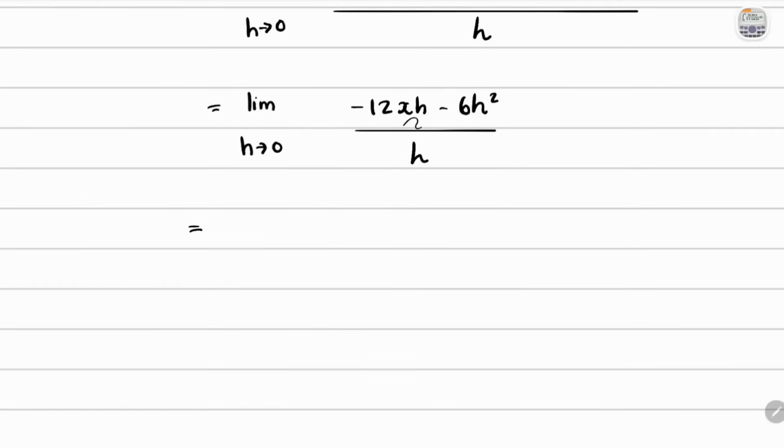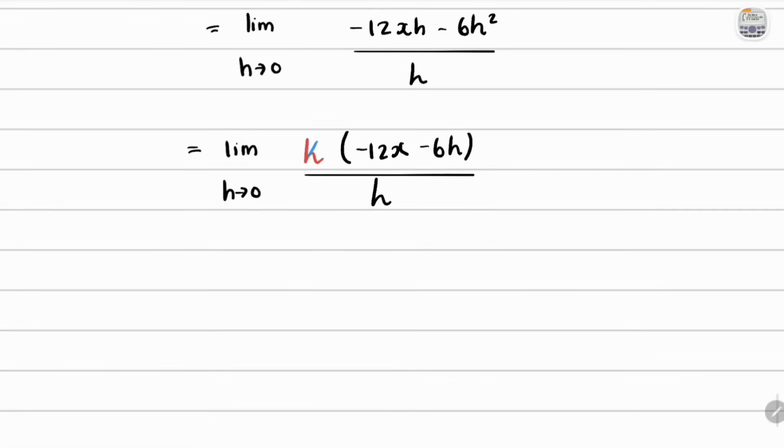And remember, the whole goal is so that we can substitute 0. But the thing is, if you substitute 0 right now, your denominator will be 0. So we want to avoid that. So the limit as h approaches 0, and then we'll take h out as a common factor. In the first term, what will be left? That will be negative 12x. And in the second term, you'll be left with negative 6h. Okay, and this goes all over h. Then these cancel because they divide and give you 1. And now you can substitute.